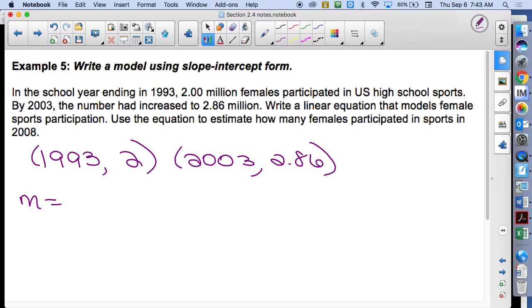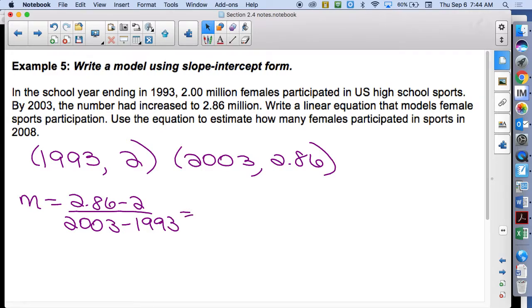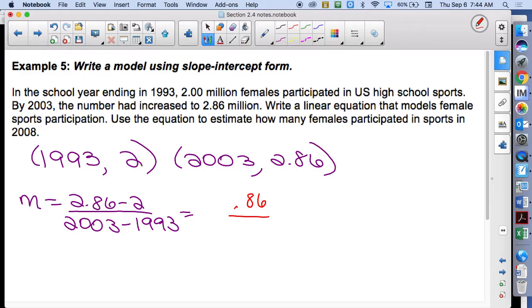So y2, 2.86, minus y1 divided by x2 minus x1. The top, 2.86 minus 2 gives us 0.86. And then we're dividing that by 10. And Julian, when you take 0.86 and divide it by 10, you get? 0.086. Yeah, 0.086.